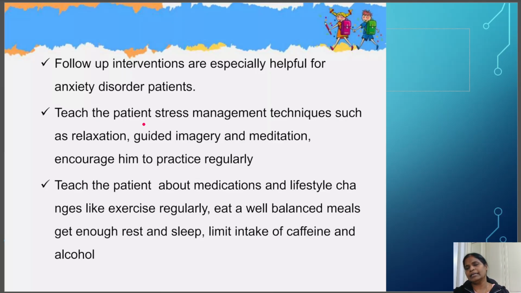In exams, a question can be asked on hypochondriasis or somatization disorders, but you should be able to differentiate. This is all about the topic.